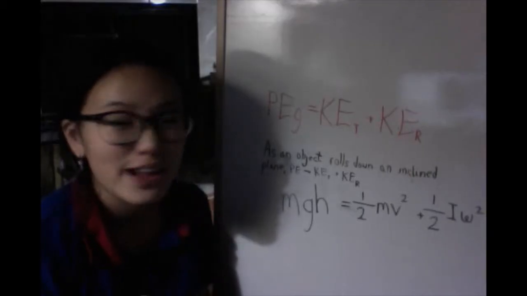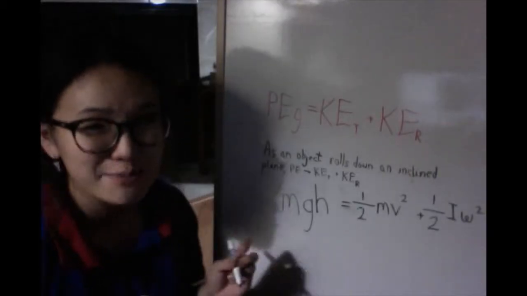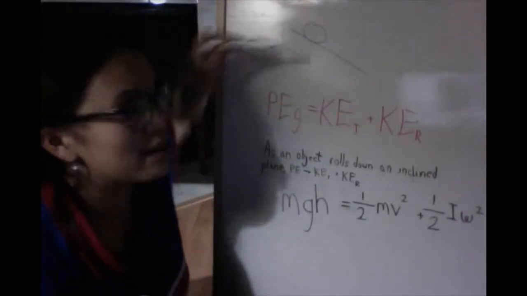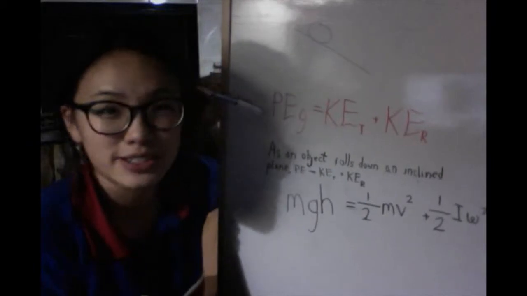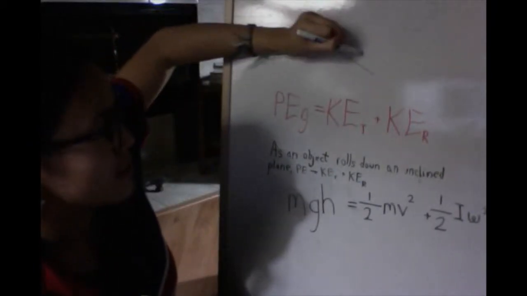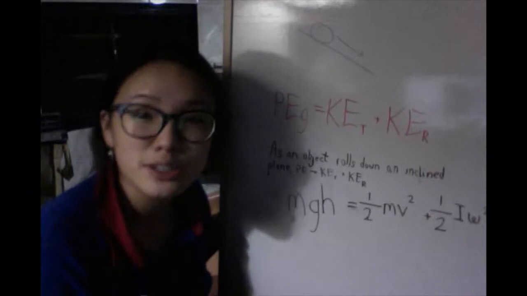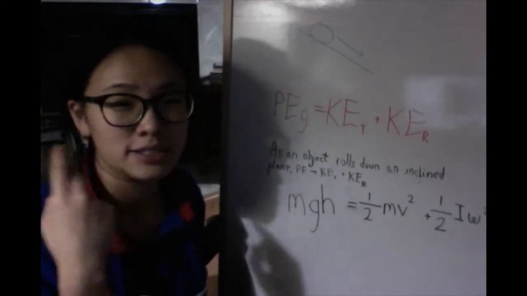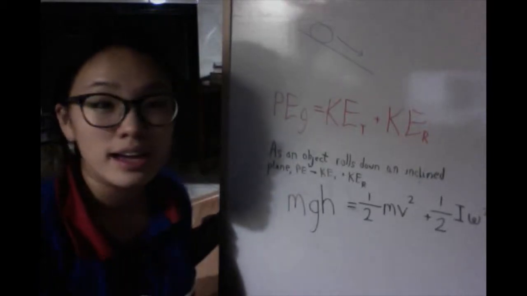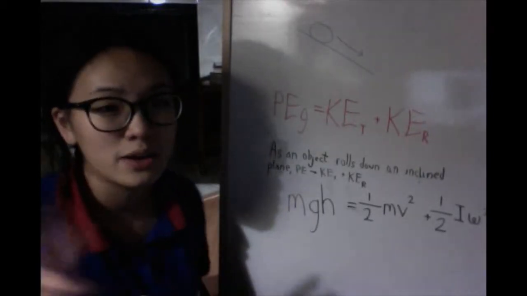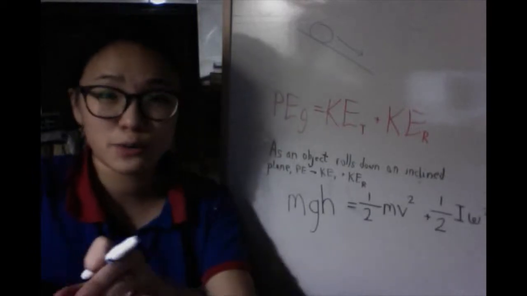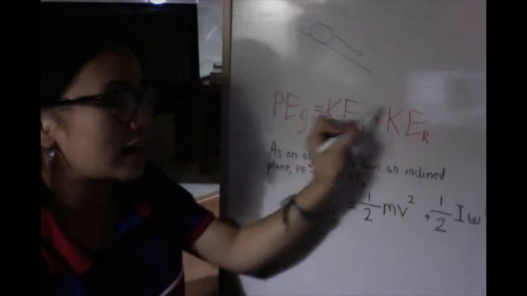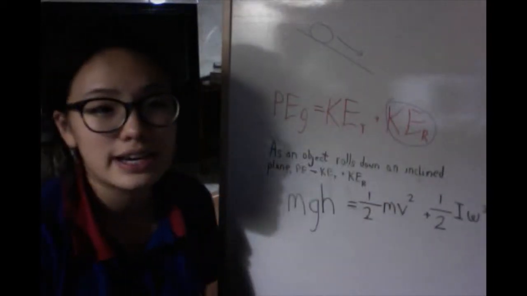So when an object is at the top of an incline, it has maximum gravitational potential energy. As it rolls down, that gravitational potential energy gets converted into translational kinetic energy and rotational kinetic energy. How we determine which of these disks goes faster down the plane and reaches the bottom first is whether it has more rotational kinetic energy or not.